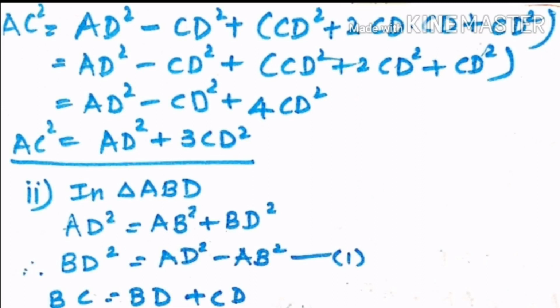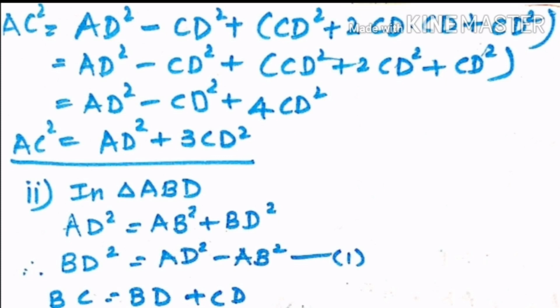So AD square minus CD square plus in the bracket CD square plus 2 CD into CD plus CD square is equal to AD square minus CD square plus CD square plus 2 CD square plus CD square. So in the bracket it will become 4 CD square, and outside the bracket minus CD square. So AC square is equal to AD square plus 3 CD square. Why? 4 minus 1 become 3 CD square.